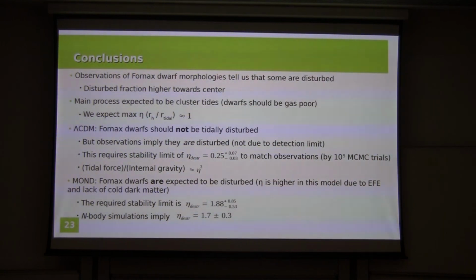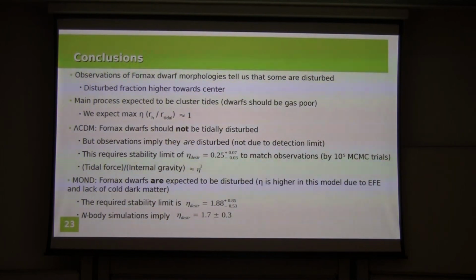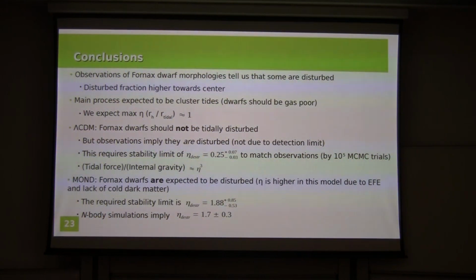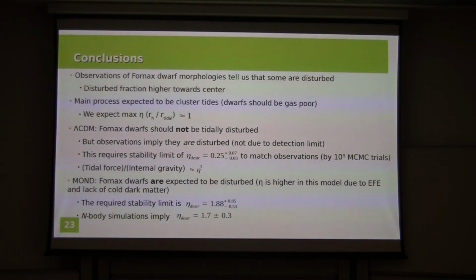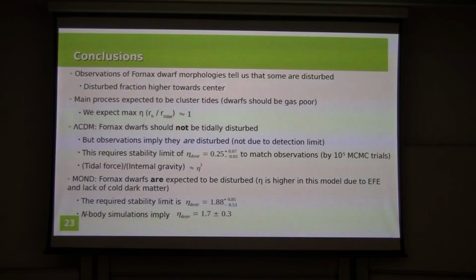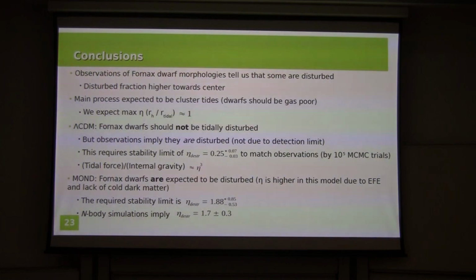And in MOND, we find that the Fornax dwarfs are expected to be disturbed, given the fact that they have tidal susceptibilities which are rather high, especially compared to Lambda CDM. And this requires a tidal stability limit of 1.88 plus minus some error. This is in very good agreement with n-body simulations, which imply that dwarfs in MOND should be destroyed at a tidal susceptibility of 1.7 plus minus 0.3. Yeah, that's all.